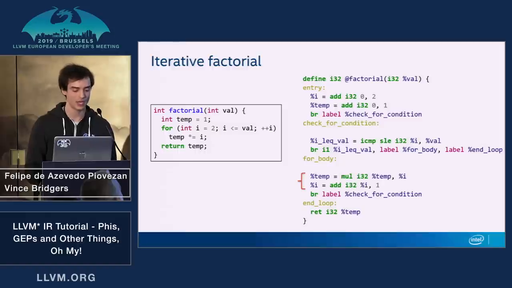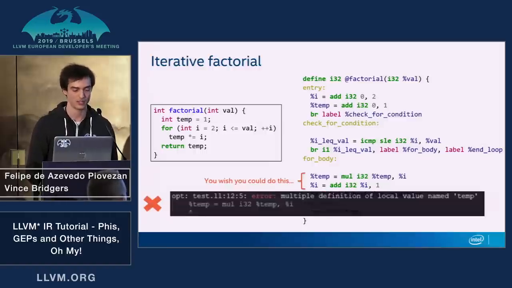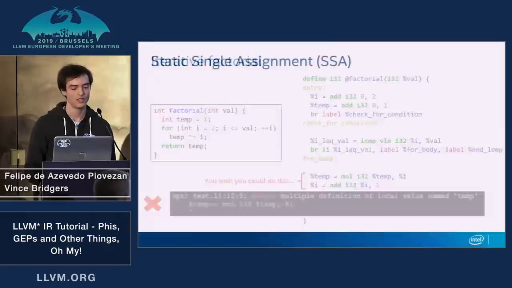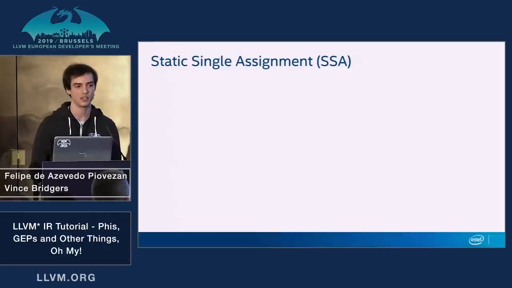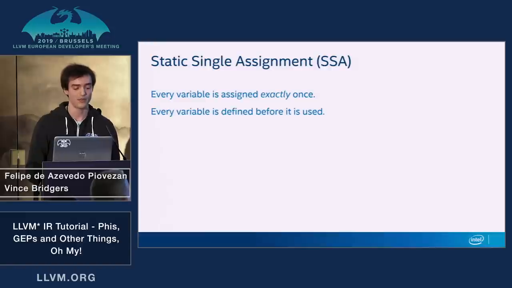Now, we really want to be able to just update our temporary and our I variables, right? So we would like to do that, but the compiler will say no, you can't do it. So why? Here it's complaining about multiple definition of a local variable named temp. This is a common thing you would do in a high-level language, but you can't really do it in IR. Why? Well, the IR enforces a property called static single assignment. And this is, again, one of those really important compiler concepts. To keep it simple, we're just going to say that every variable must be assigned exactly once, and every variable must be defined before it is used.